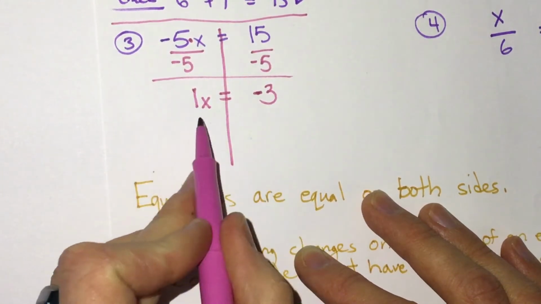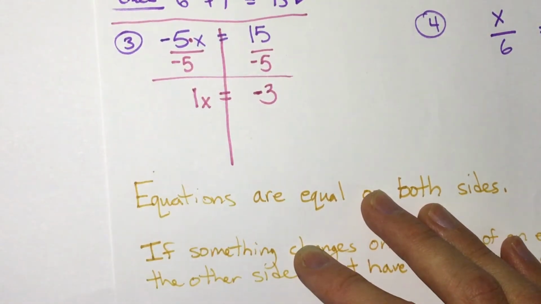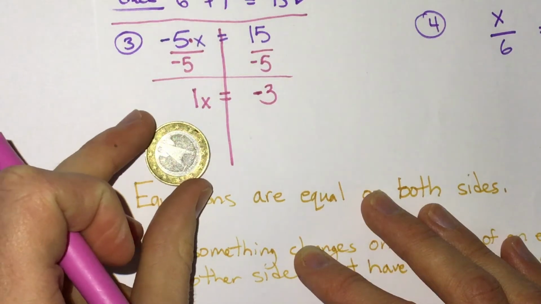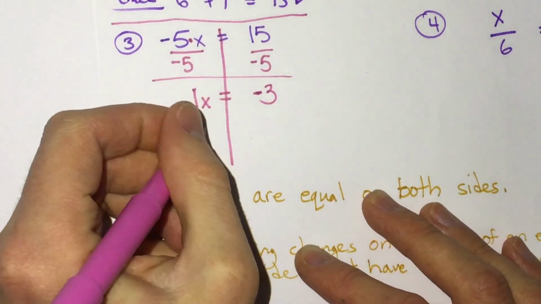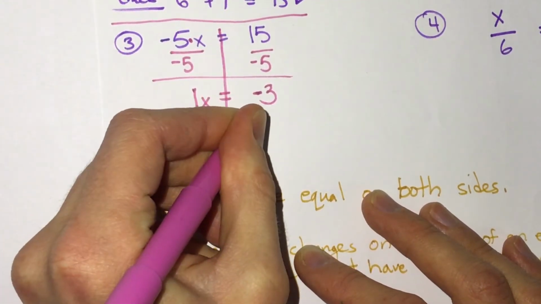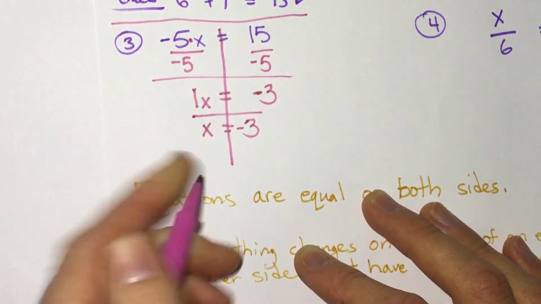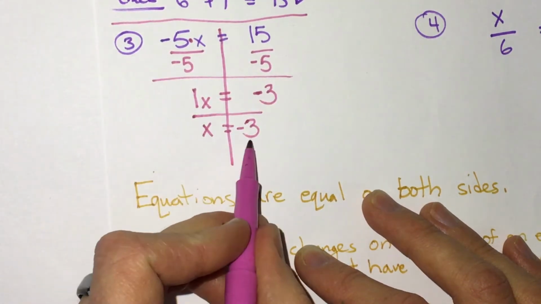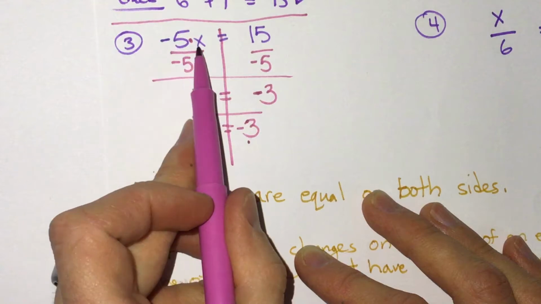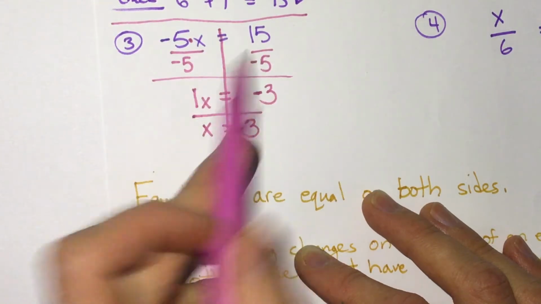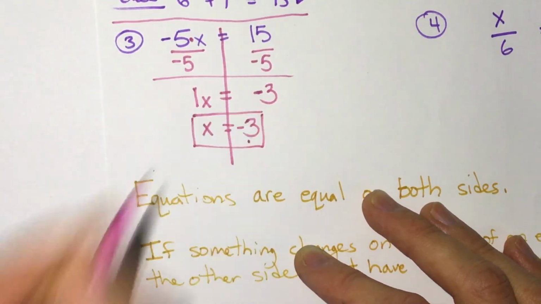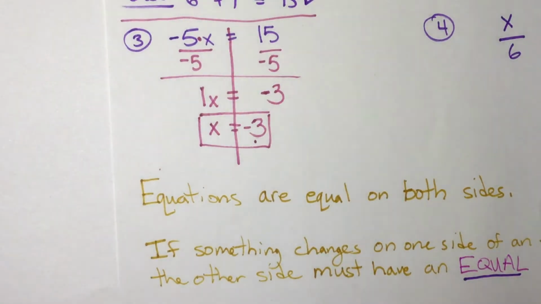1x equals negative 3. If we have 1x, that's like saying we have one unknown coin. That's just x. x equals negative 3. And we can confirm, if we plug negative 3 in, negative 5 times negative 3 is positive 15. So x equals negative 3.